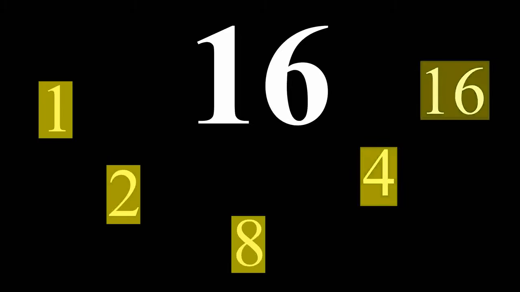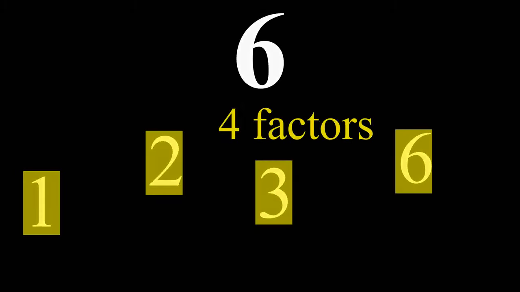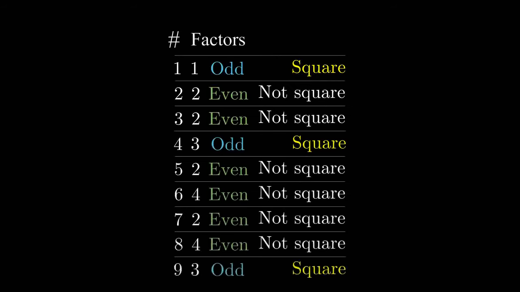If you count the number of factors of any perfect square, a number resulting from multiplying an integer by itself, you'll notice that it's always odd. In fact, all square numbers have an odd number of factors, and all non-square numbers have an even number of factors. To understand why, let's look at some examples.